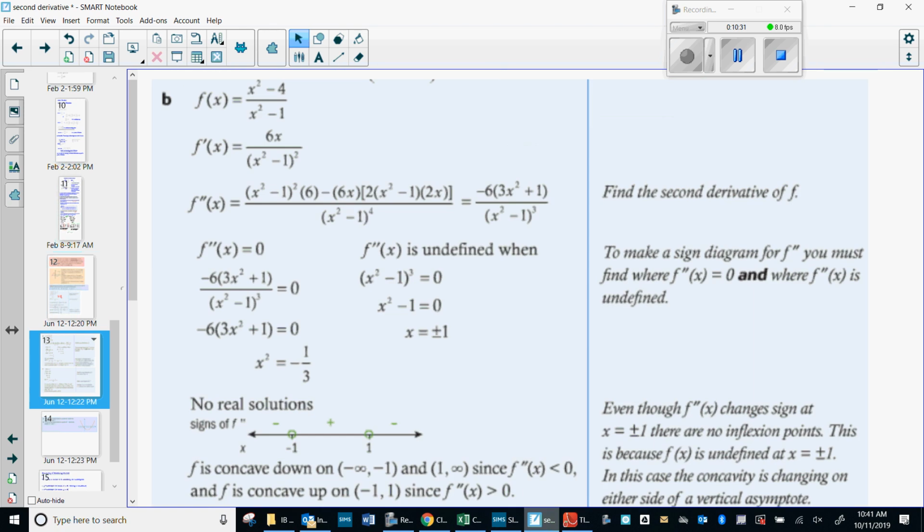Second example. We've got x squared minus 4 over x minus 1. What rule would we use to differentiate this? The quotient rule. Product is when things are being multiplied, yes.